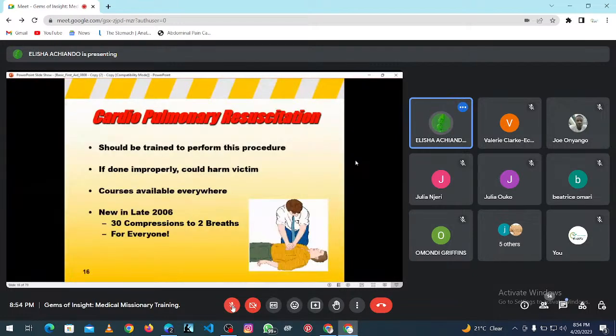Only someone who is trained to do this can do this. In cardiopulmonary resuscitation, if you don't do it properly, it can harm the victim more. This one we always do, the standard. On the lower side, it's about 30 compressions to 2 breaths.